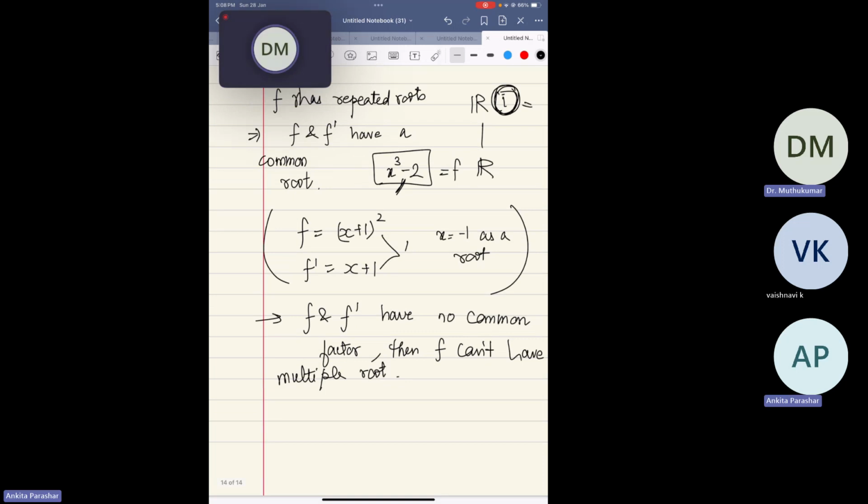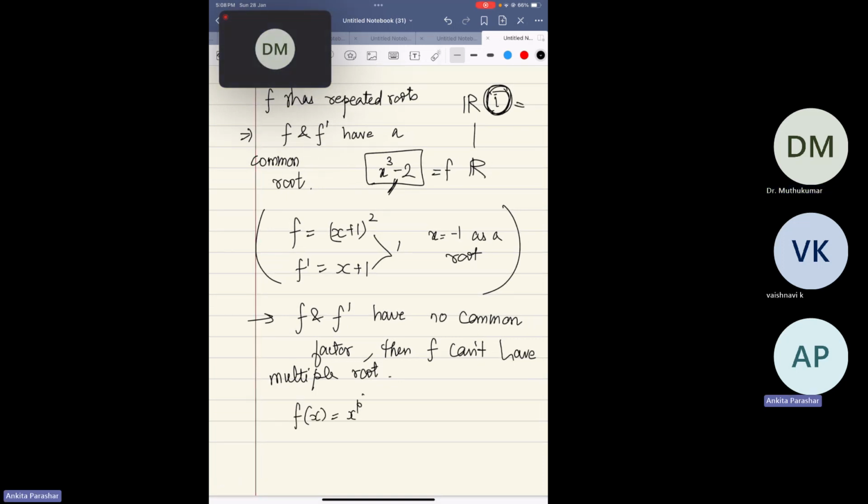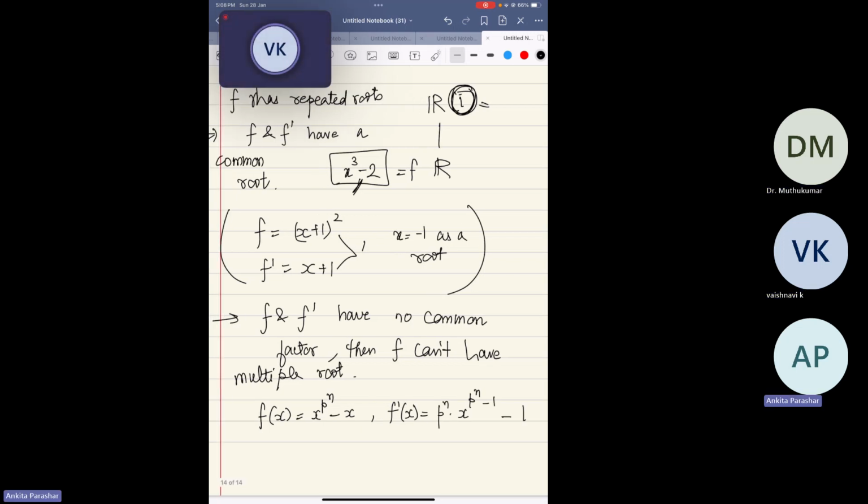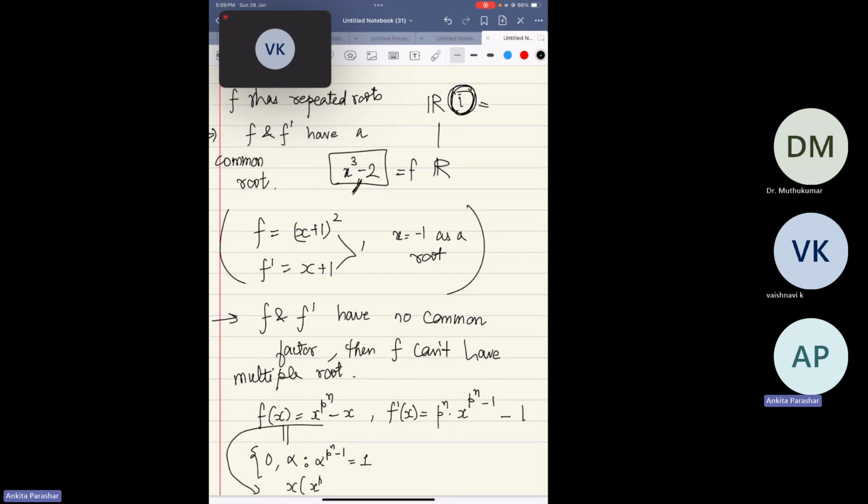If that is so, then look at f(x). It is x^(p^n) minus x. What is the derivative? It's p^n x^(p^n minus 1), and then minus 1. Now you know it has roots like 0 or any alpha such that alpha^(p^n minus 1) is 1. Why? Because you can write this polynomial as x times (x^(p^n minus 1) minus 1). Do you agree? Therefore, the roots are either this or this. Now this is the set of roots. You have to check each one, whether these roots are there in f prime(x) or not.